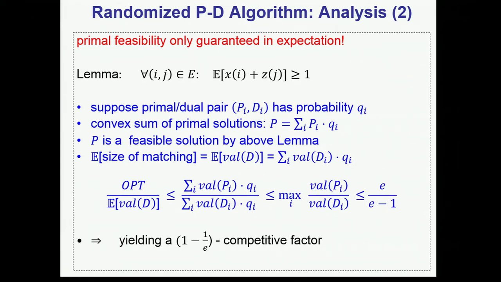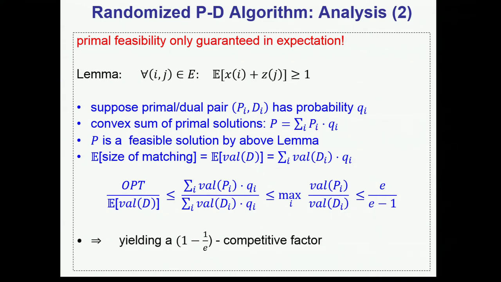Let's look at a primal solution, which is this convex sum, the average of these primal solutions. So it's going to be PI multiplied by QI. Now, by the above lemma, P is a feasible solution. Now, the expected size of the matching is just the value of the dual solution multiplied by QI. What we are interested in is the ratio between the optimal solution and the expectation of the cardinality of the matching, expectation of value of D.